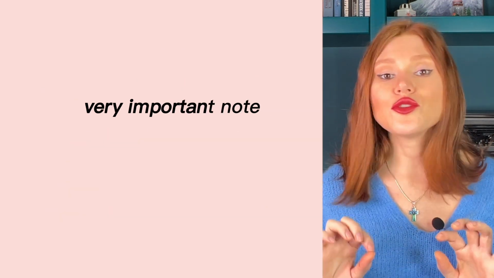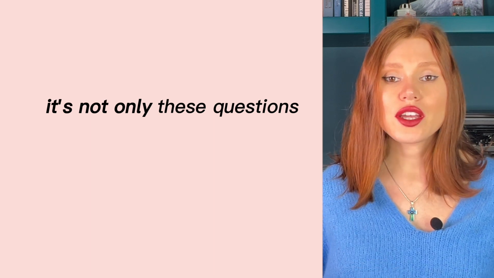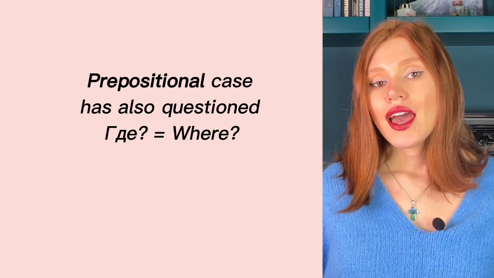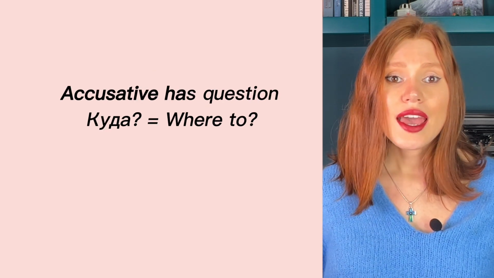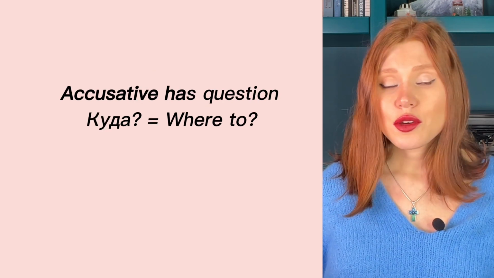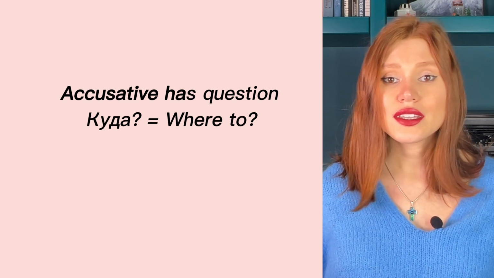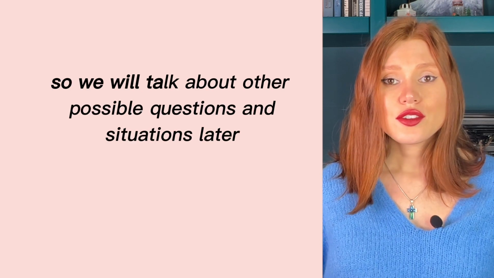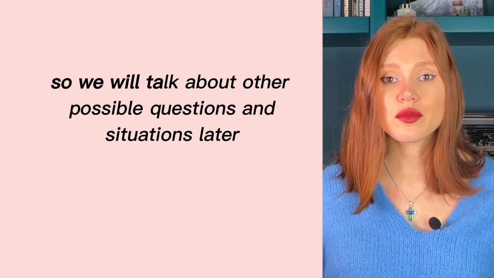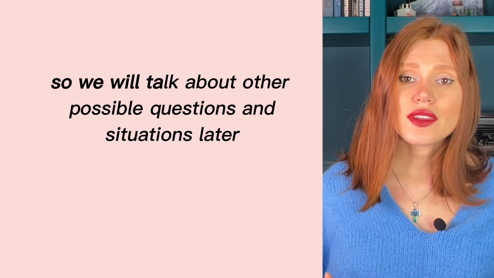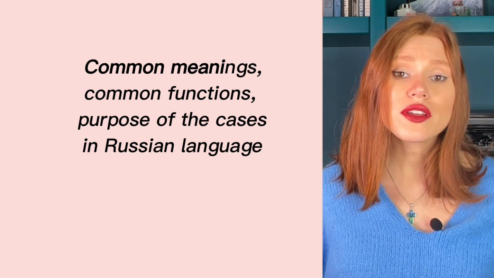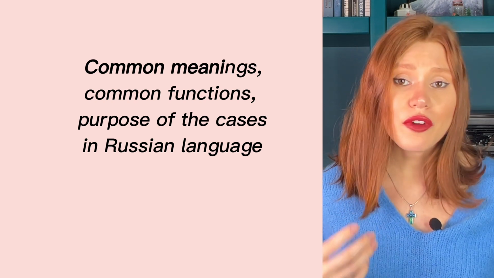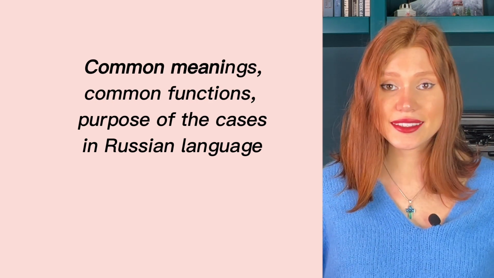Very important note. It's not only these questions that we use for these cases. For example, prepositional case has also question где, for example, to denote the place, and accusative has question куда, it's for denoting destination. So we will talk about other possible questions and situations later. Now let's focus on the common meanings, common functions, purpose of the cases in Russian language.